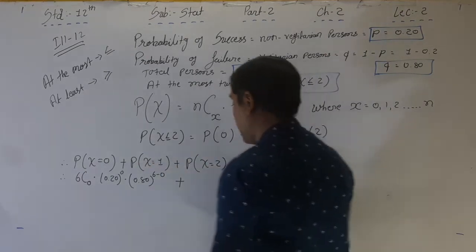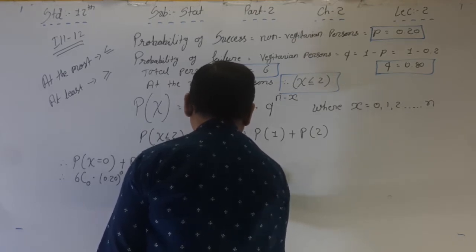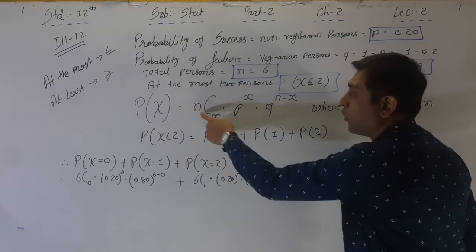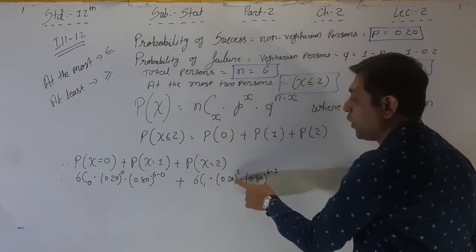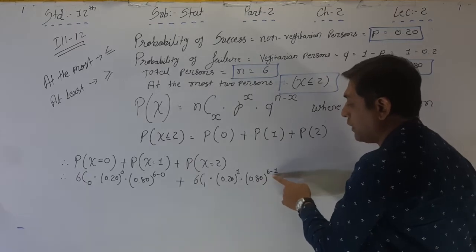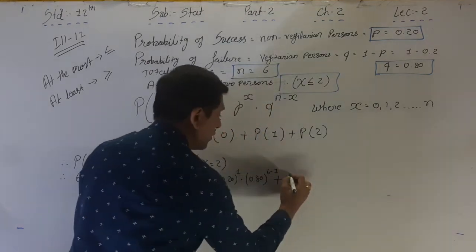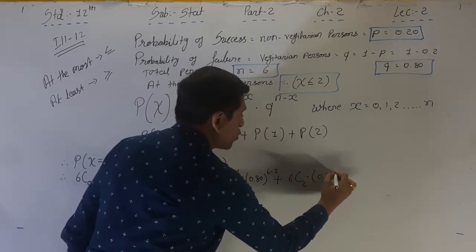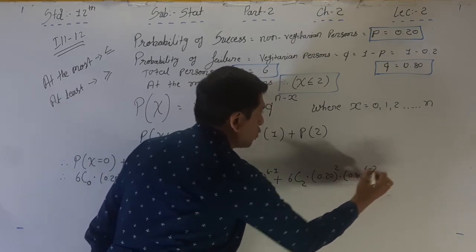Now P of 1: 6C1 into 0.20 raised to 1 into 0.80 raised to 6 minus 1. Just follow this formula: nCx, 6C1, p raised to x, 0.20 raised to 1, because we are finding this one, and q raised to n minus x, q is 0.80 raised to 6 minus 1, plus 6C2 into 0.20 raised to 2 into 0.80 raised to 6 minus 2.